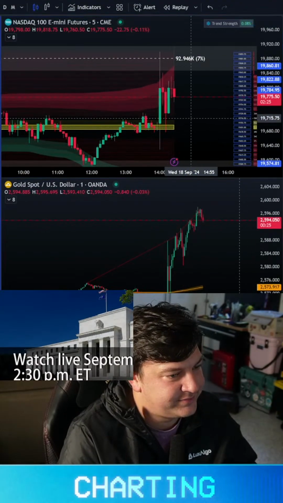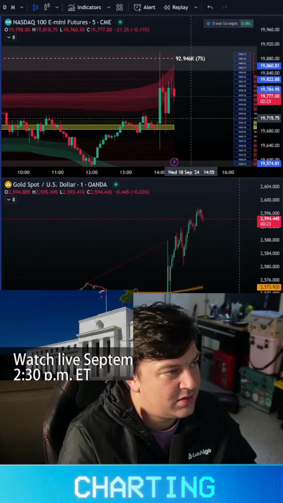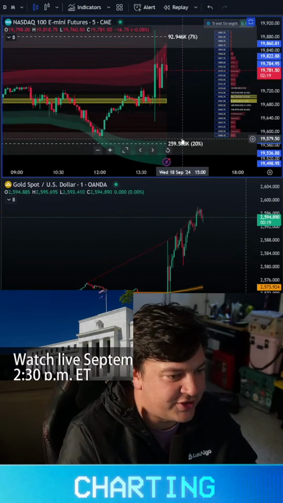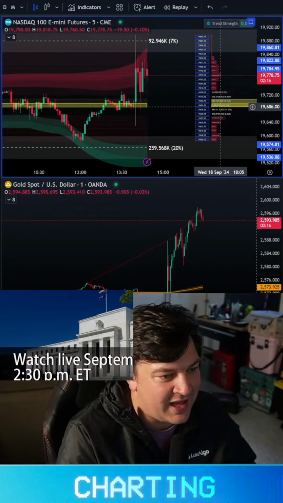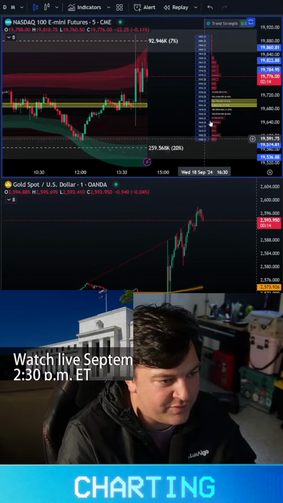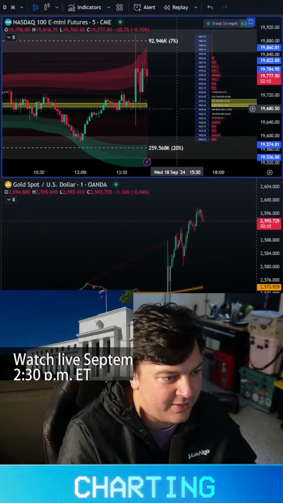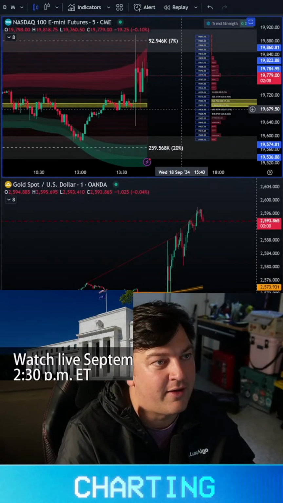SQQQ, nah. Again, all the ones I suggest the most: reversal zones, high time frame order blocks, and then what I like to use is that money flow profile, which is free. This indicator is free, money flow profile. Go check it out. We also just launched a video on it right now.